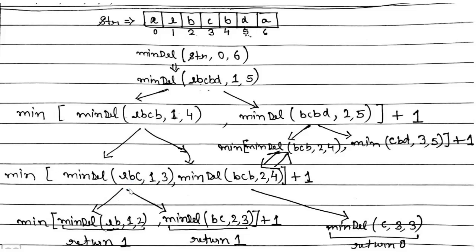Now in EBC, are E and C the same? No, they are not. So I will again branch out. I will say, okay, if I delete C, then what are the minimum number of deletions to make to the remaining string?